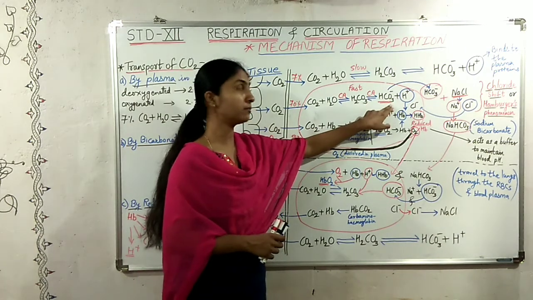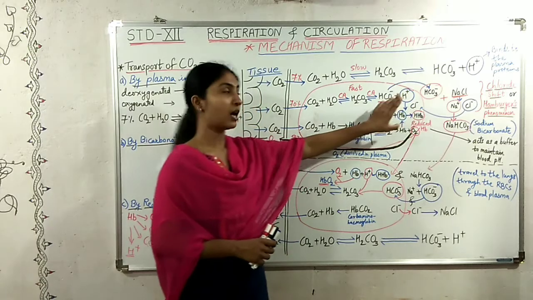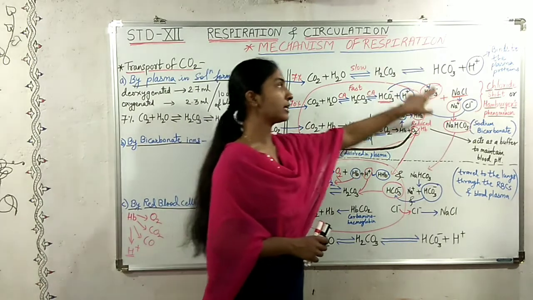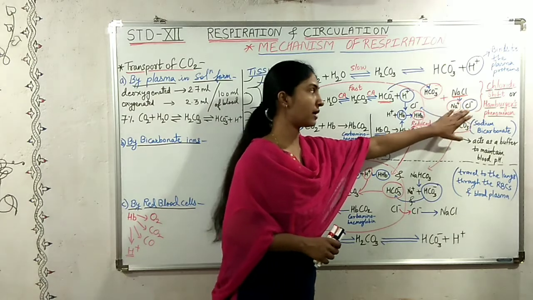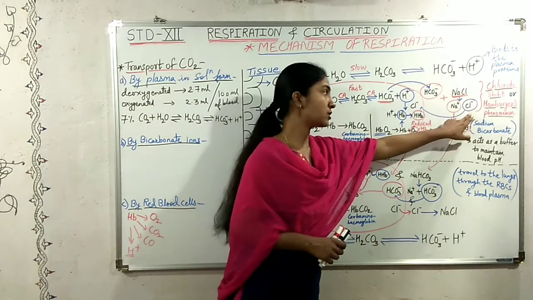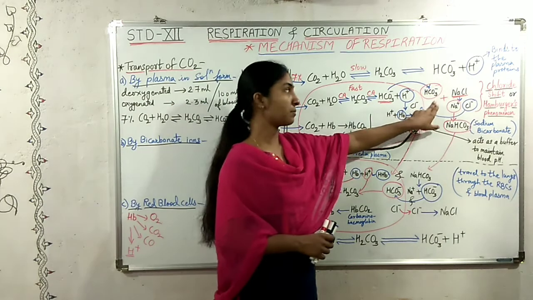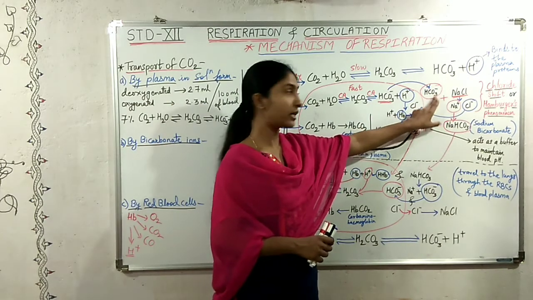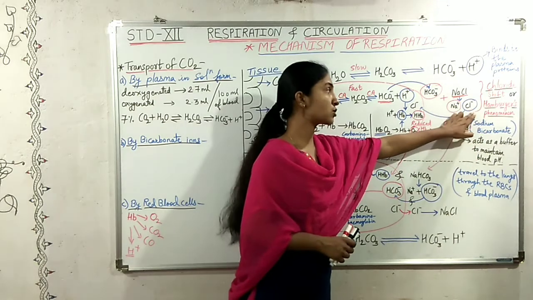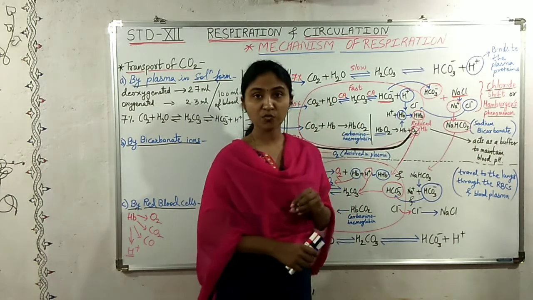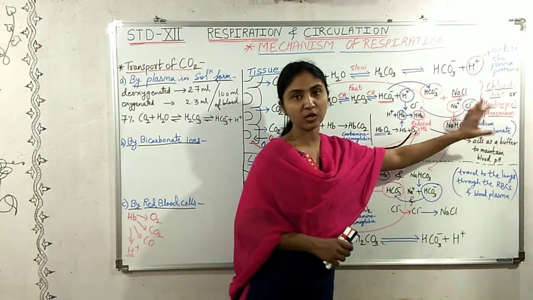So here this carbonic acid is unstable. It splits up into bicarbonate ion and hydrogen ion. Now this bicarbonate ion is given out. The salt which splits up into sodium and chlorine ions, this chlorine ion is taken in by the RBCs. So this bicarbonate ion which is given out combines with the sodium to form sodium bicarbonate. As this chlorine is taken in, this phenomenon is called the chloride shift or Hamburger's phenomenon.